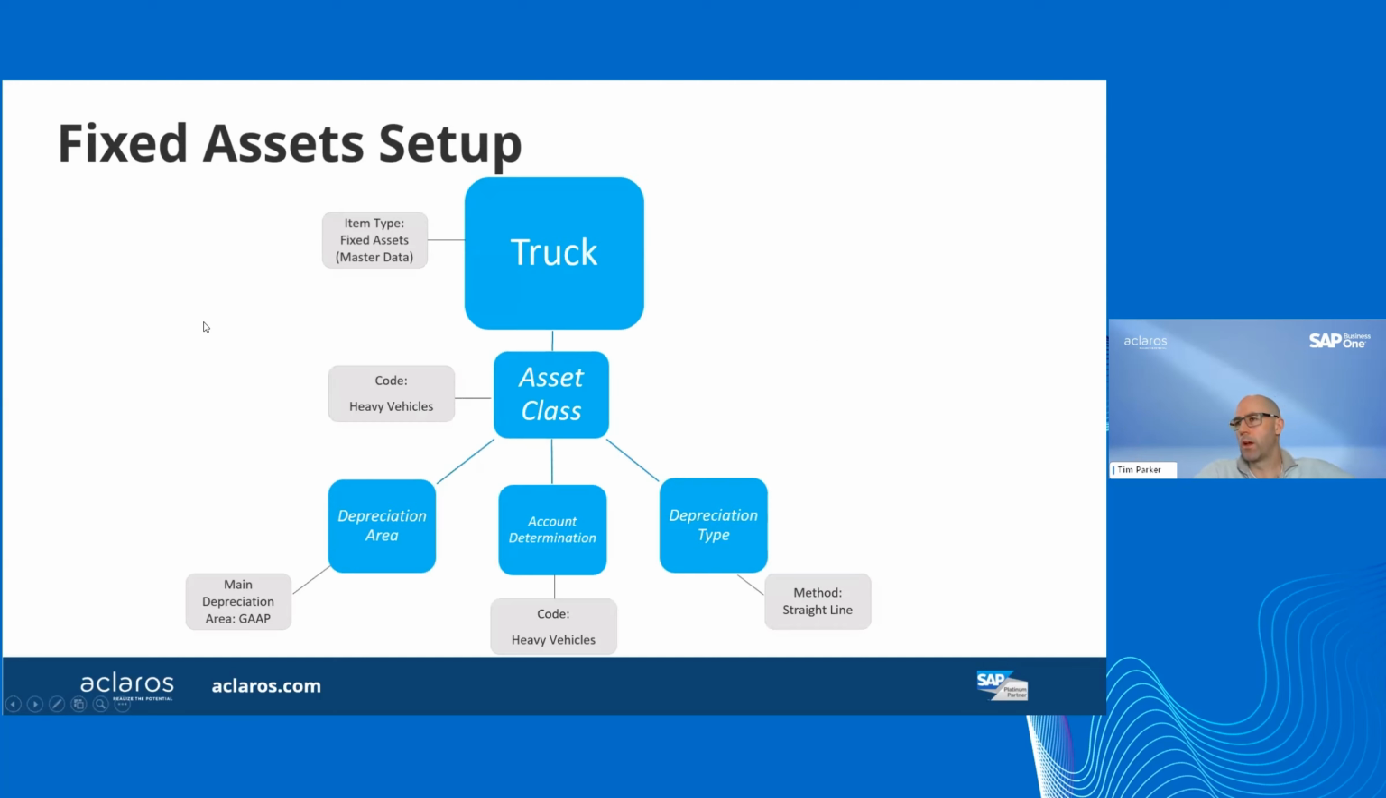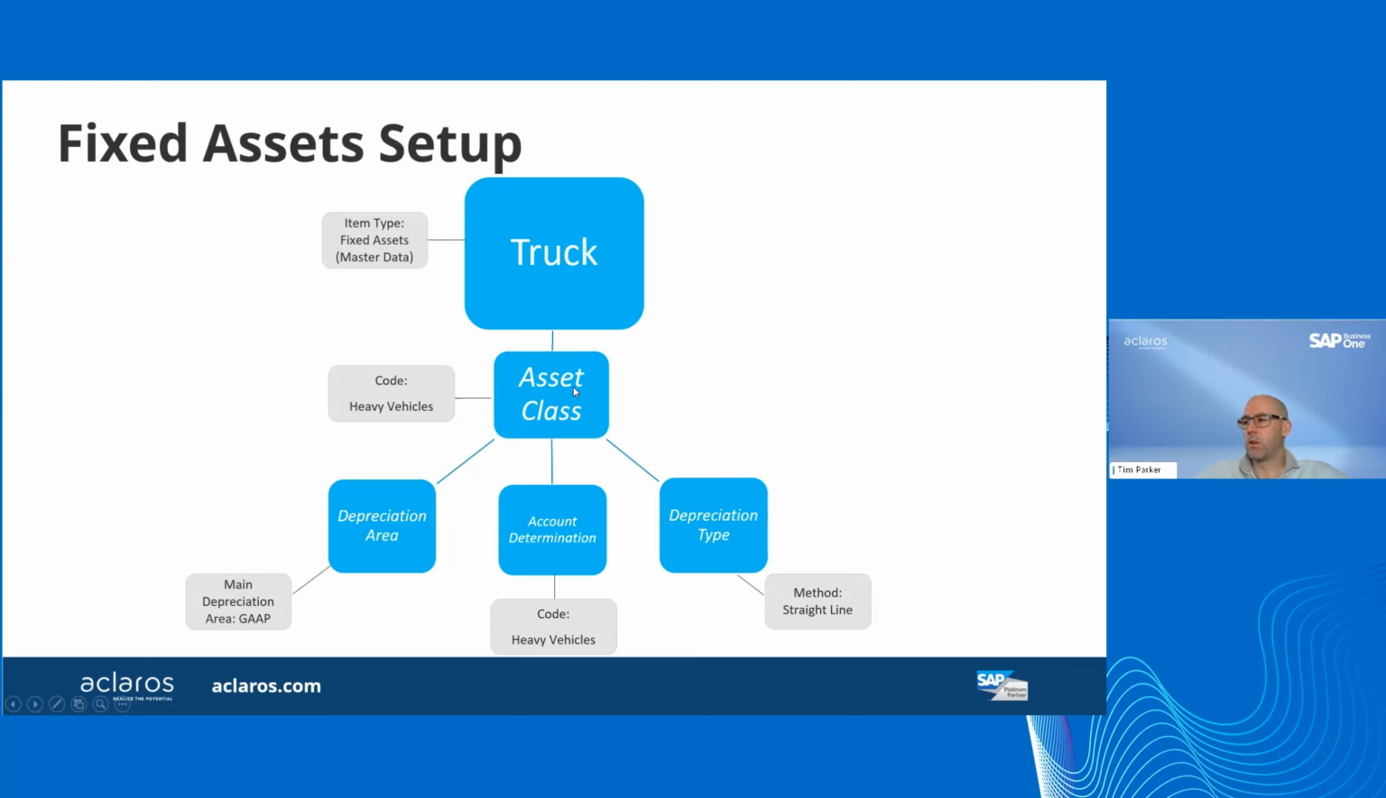From a setup point of view, like I mentioned, very similar to an item master data, just with a fixed asset tab on the master data. If we've got an example here, like a truck, we have to set an asset class for each master data. So this asset class is called heavy vehicles, for example.